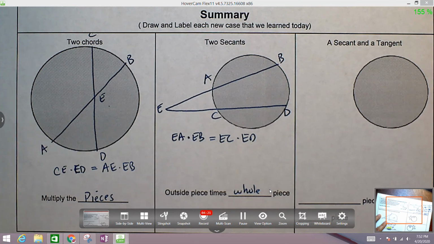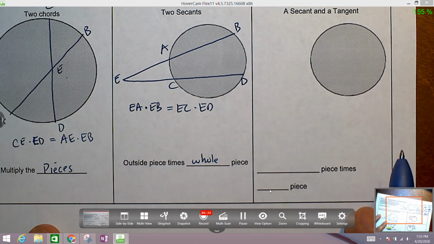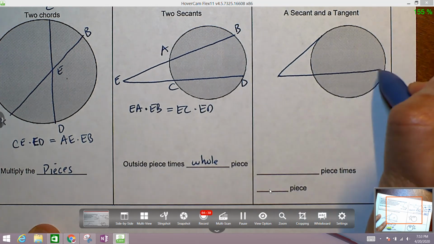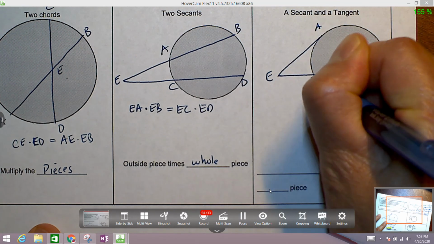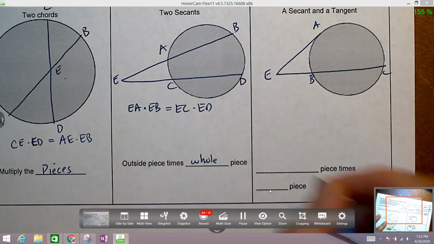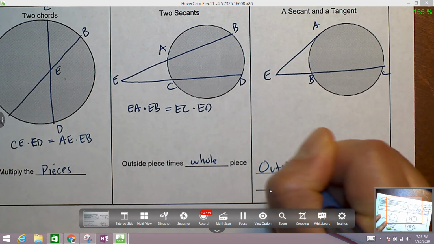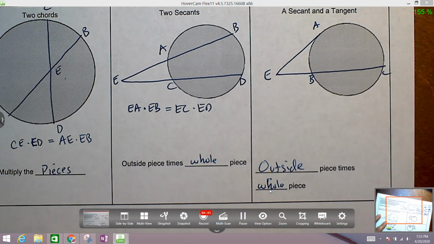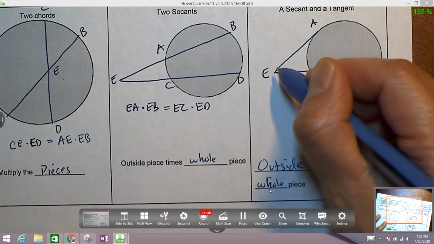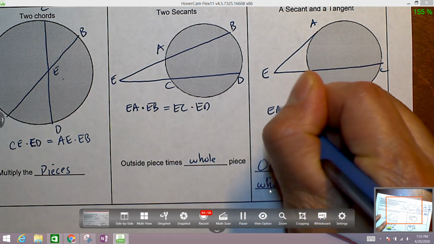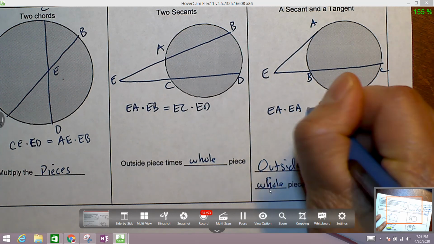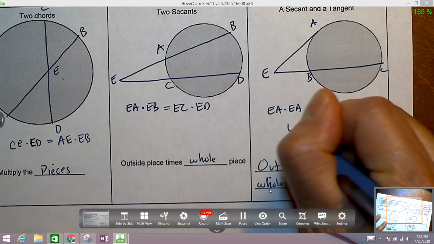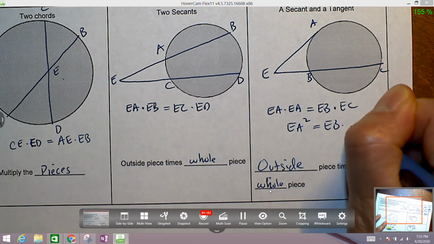And then finally you have a secant and a tangent meet outside of a circle. Okay, right here. So let's go ahead and go that way and that way. Let's call that E, A, B, and C. Okay, and here we have outside piece times the whole piece. Whoops, I just dotted an O. Outside piece times the whole piece. So the tangent is outside and it's the whole piece. That equals the outside piece, EB, times the whole piece, so EA squared equals EB times EC.